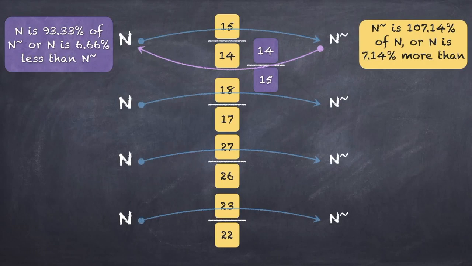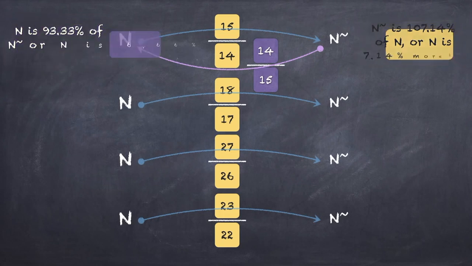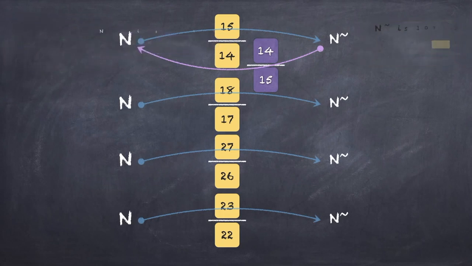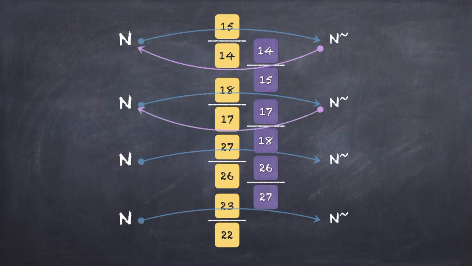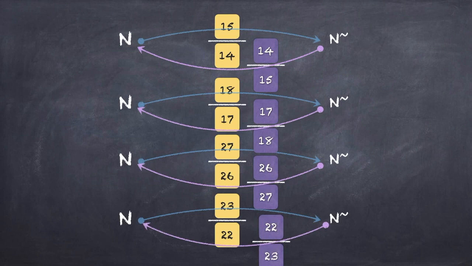Okay, instead of multiplying 6.66 by 14. See if you can do the same interpretation for the rest of the multiplying factors in both directions. That means you should be able to express n dash in terms of n and n in terms of n dash. Okay.